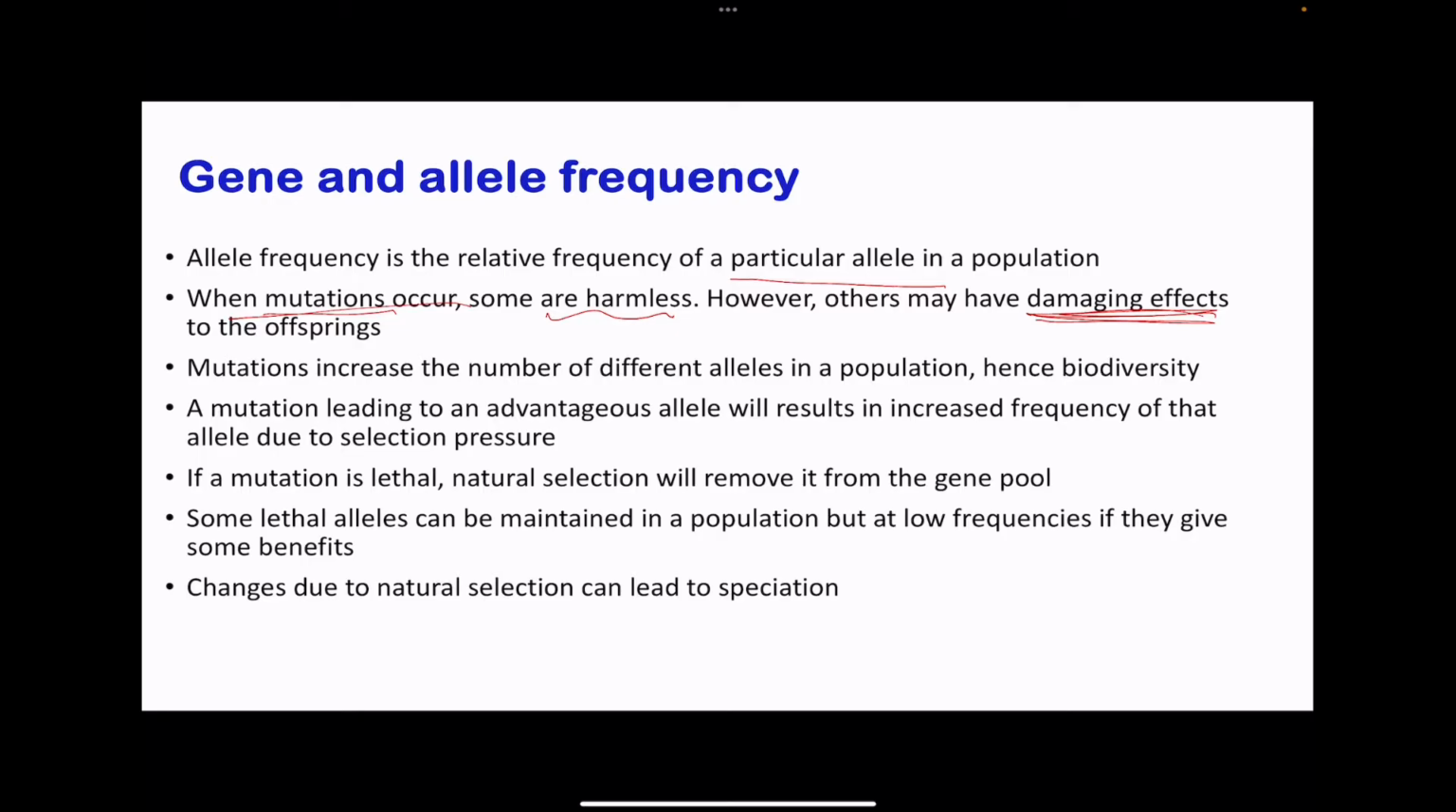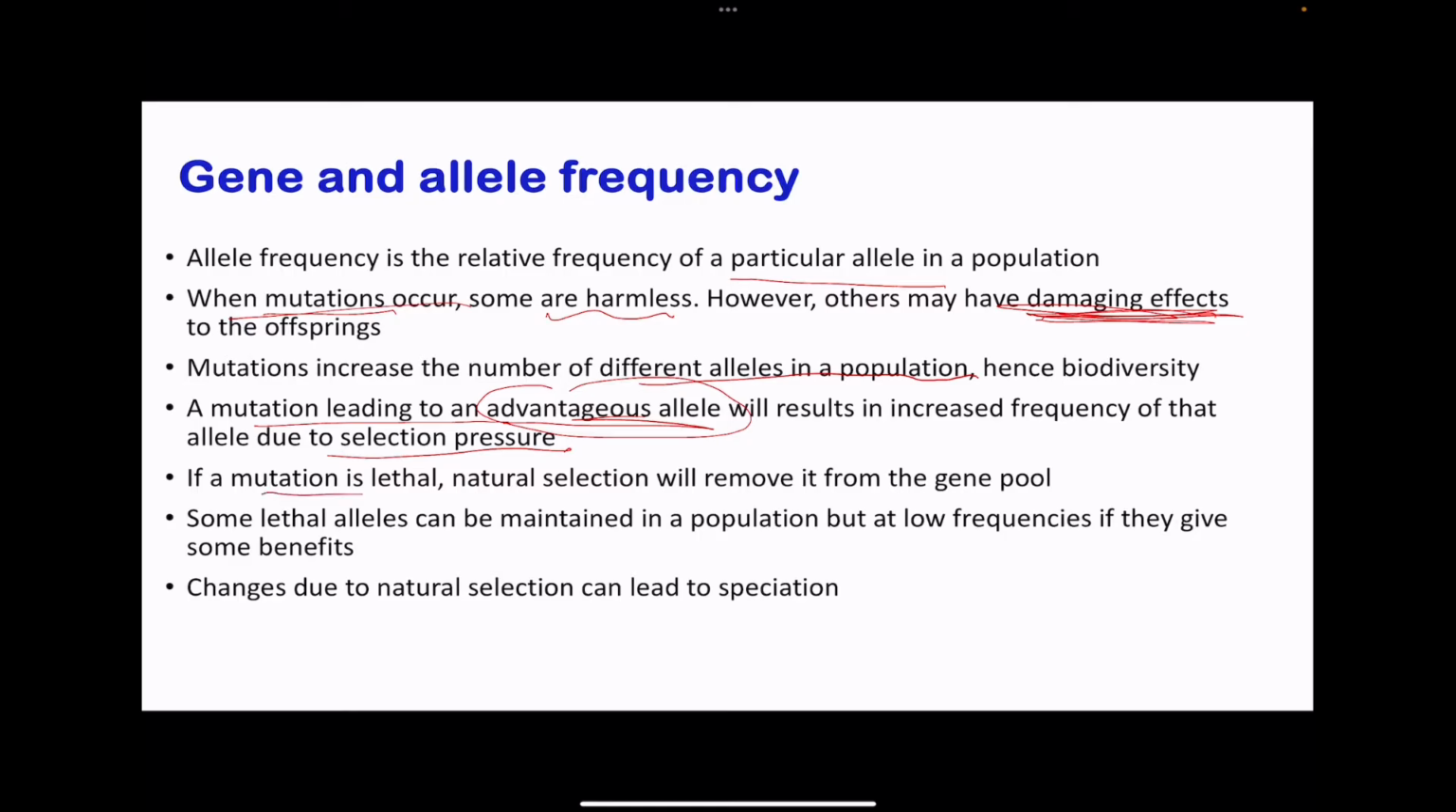However, some mutations can have damaging effects to the offspring. We know that mutations increase the number of different alleles within a population, and hence they're going to affect biodiversity. If a mutation leads to an advantageous allele, there is a chance that it's going to increase in frequency because it's going to be selected for if there is selection pressure, meaning it's an advantageous allele and therefore it's going to be preserved within the population.